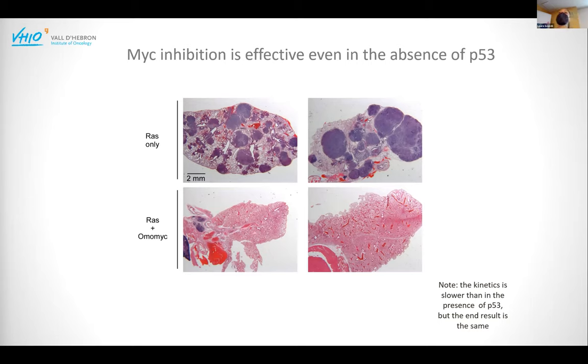Despite these different mutational profiles, MYC inhibition by Omomyc was absolutely effective. The difference was that instead of 1 week, it took 1 month to clear the tumors. And you can see the tissue remodeling here because you have to get rid of these masses. So you see a lot of hemorrhage here because of tissue remodeling.